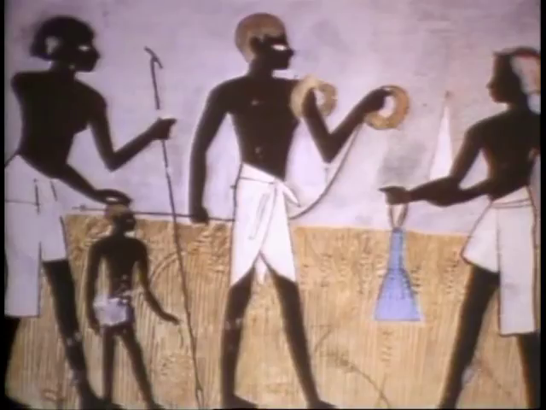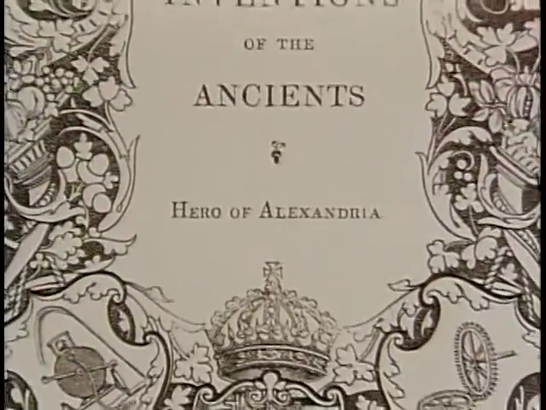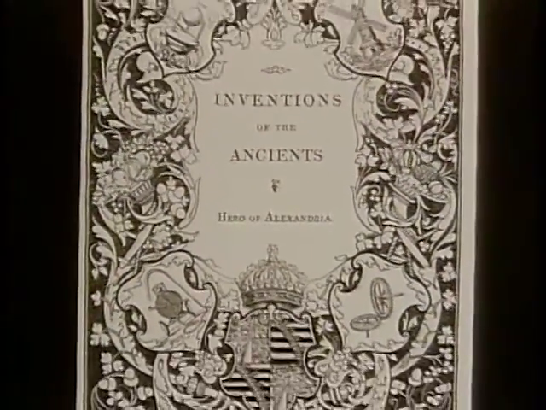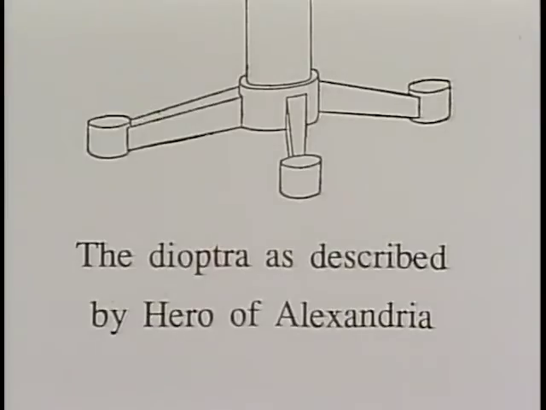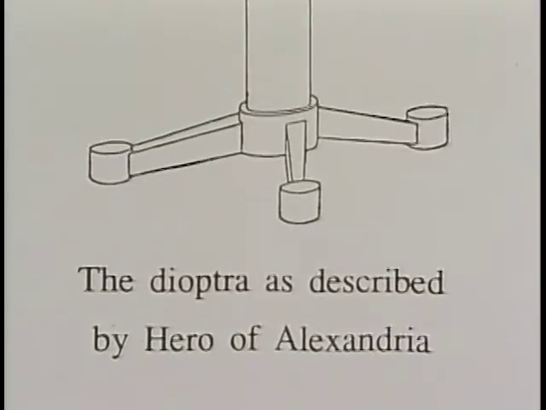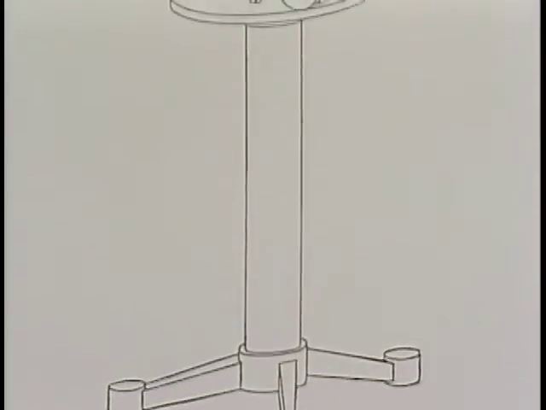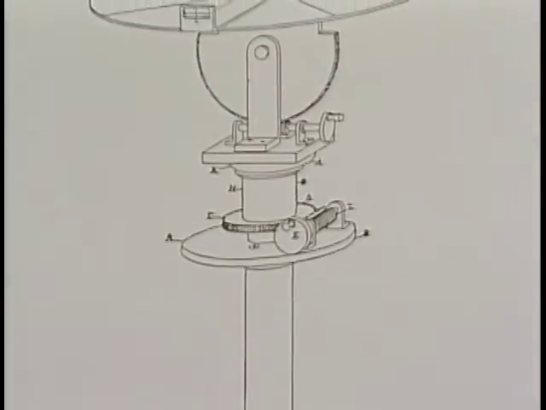Primitive methods of surveying can be traced back to ancient Egypt. The earliest known book on surveying was written by Hero of Alexandria, an outstanding Greek scientist who flourished around 100 AD. His treatise on the dioptra describes an instrument of Greek origin used for leveling and for measuring angles.